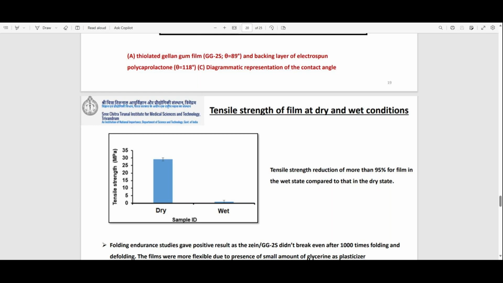That means it's around 2000 kilopascal. So it's good enough for the particular application.